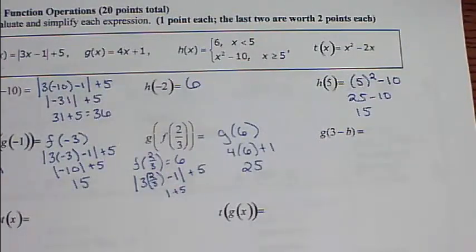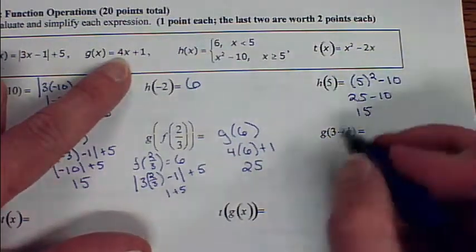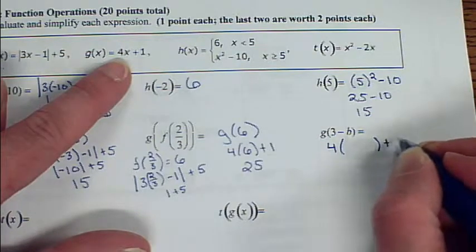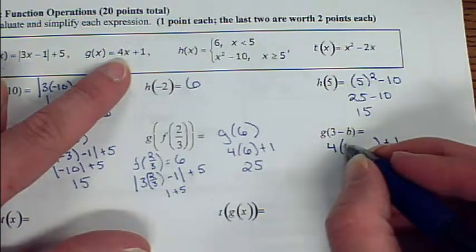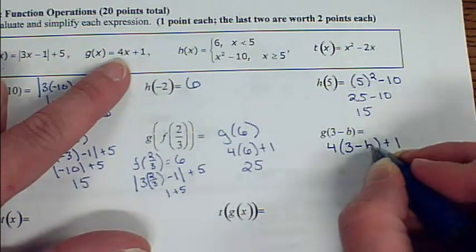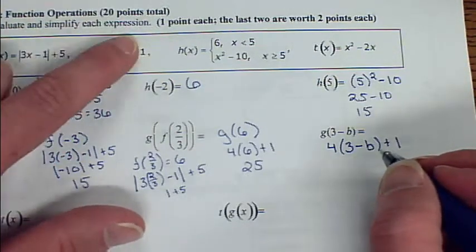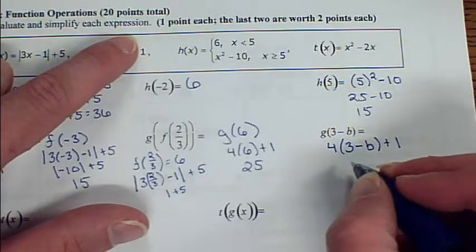G of 3 minus b. Now we look at g again. G is the function that says 4 times my input plus 1. Well, my input this time is this expression, 3 minus b. If I'm not careful, I wouldn't have looked up and noticed it says simplify each expression. So how do I simplify that?